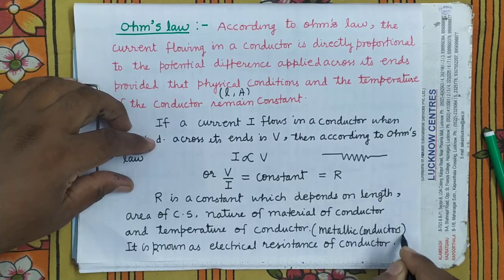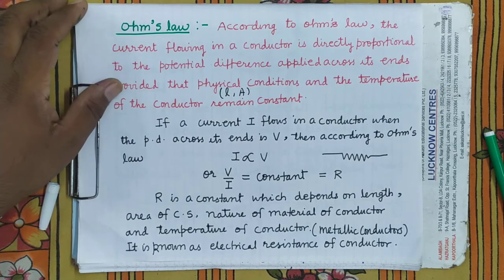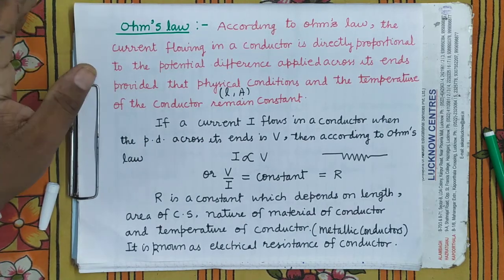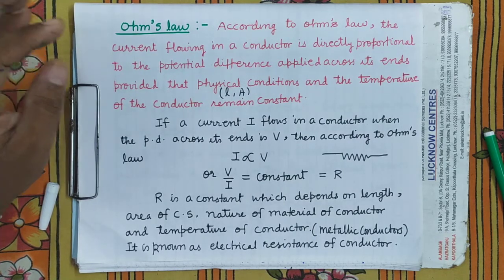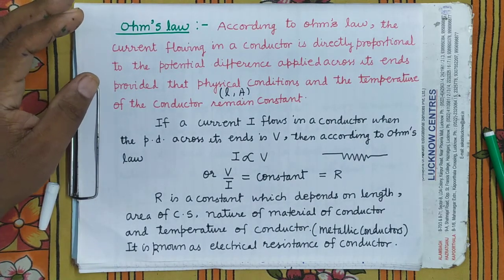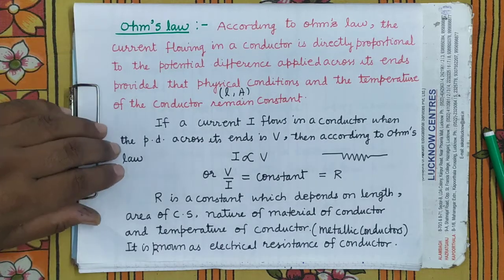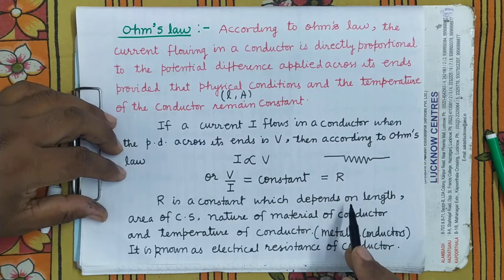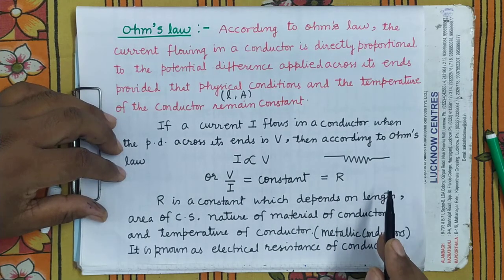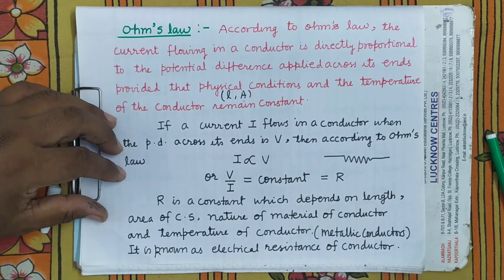Metallic conductors are those which are made up of copper, aluminum, iron, gold, silver. Gold and silver we don't use because they are very costly materials. So that's why we generally use copper, aluminum and iron. So here this constant is equal to R, and it depends upon the length of the conductor, the area of cross section, the nature of the material of the conductor as well as the temperature.